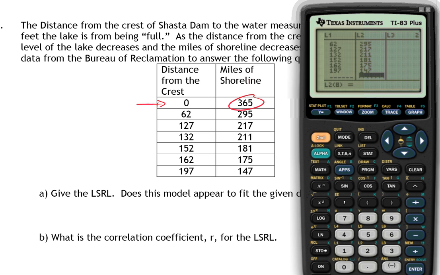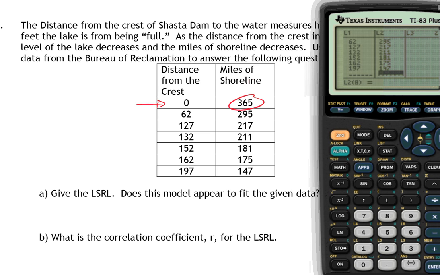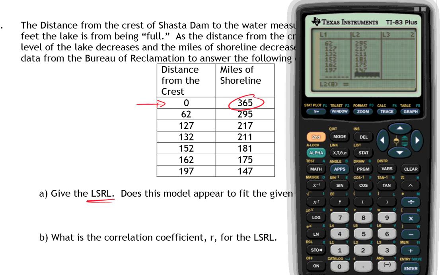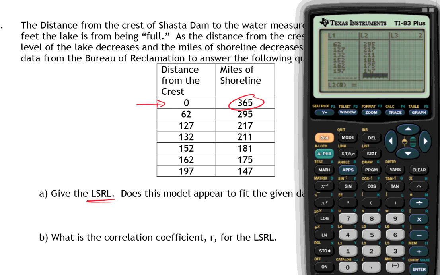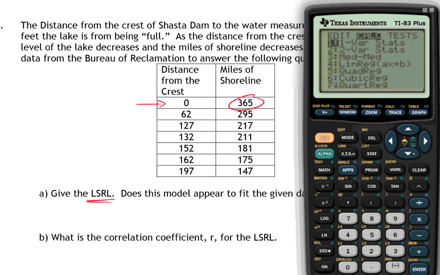So the first thing says, give the least squares regression line. So we're going to do that. Does this model appear to fit the given data? So let's take a look at it. I'm going to hit Stat. I'm going to go over to Calculate, and I'm going to come up with linear regression because I want the least squares regression line. And when I do that, it gives me the following equation.